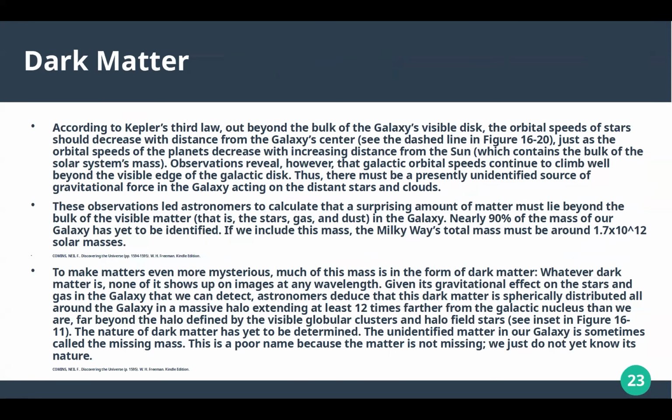The unidentified matter in our galaxy is sometimes called the missing mass. This is a poor name because matter is not missing, we just do not know its nature.